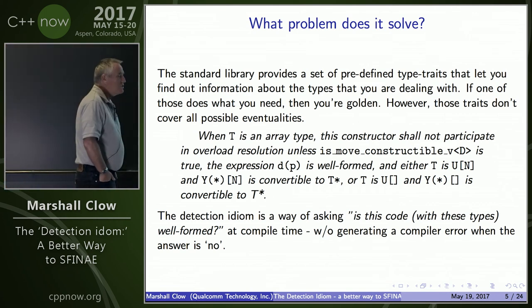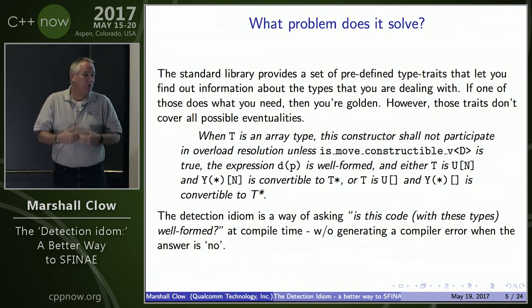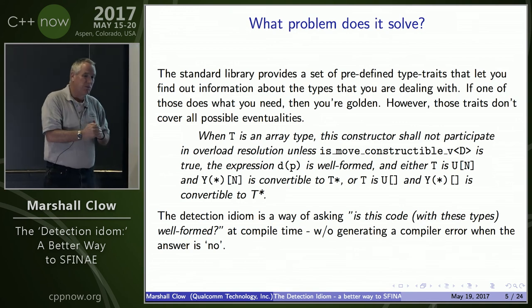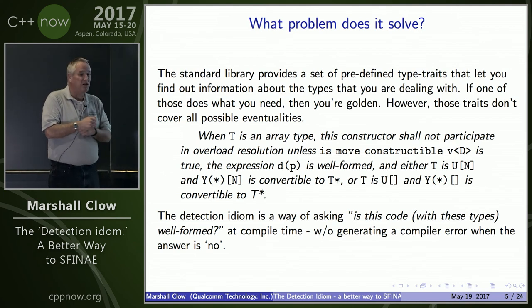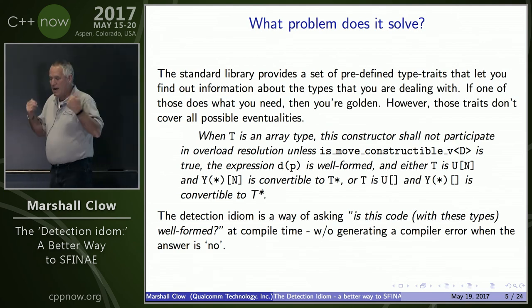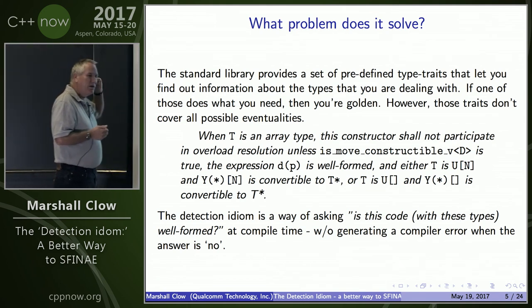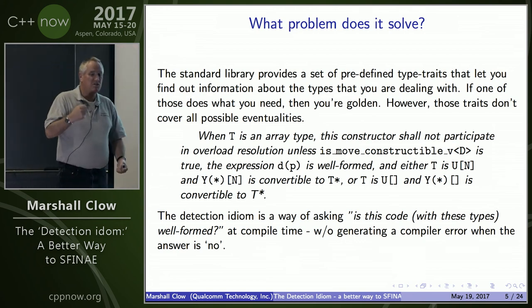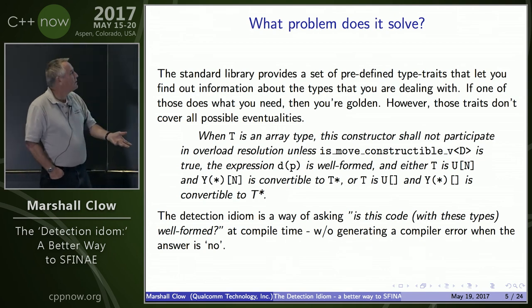In terms of what problem this solves, we've all done this: you write a template class and you want to constrain it, to say it only works for these particular types. Say it only wants to work for floating point types or only default constructible types. Boost is full of this stuff. The standard library is full of this stuff. And there are a lot of type traits in the standard library that tell you useful things about a particular type. Is this default constructible? Is this a trivially copyable type? Is it copy constructible or whatever?